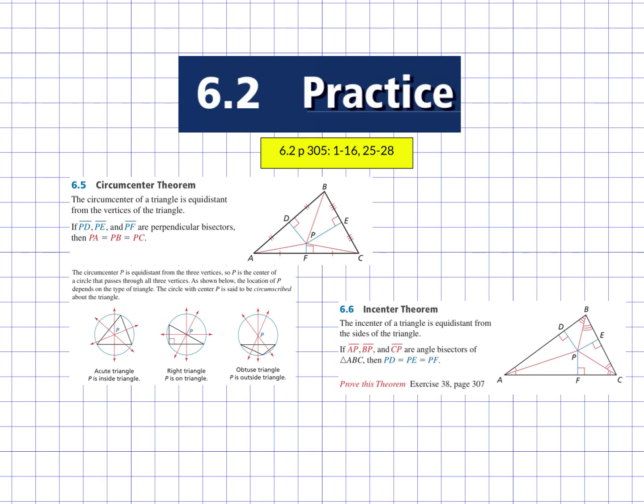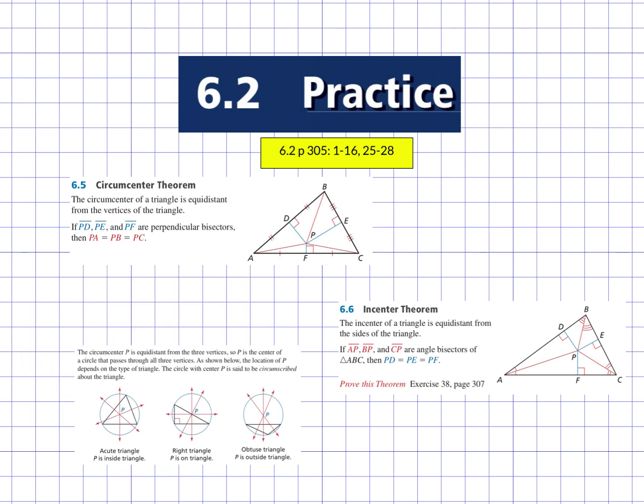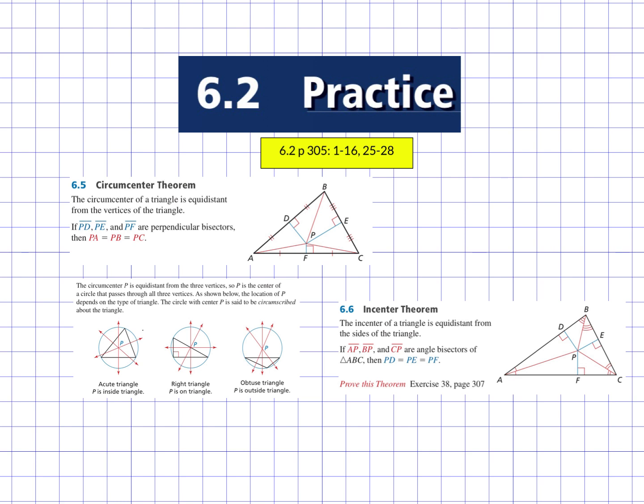Welcome to 6.2. Today we're talking about circumcenters and incenters. What's important to note is that they are two different things. Circumcenters are perpendicular bisectors that meet at a point, and that point can either be on the inside, or it can be on the triangle, which is a right triangle, or it's going to be on the outside if you have an obtuse angle in your triangle.